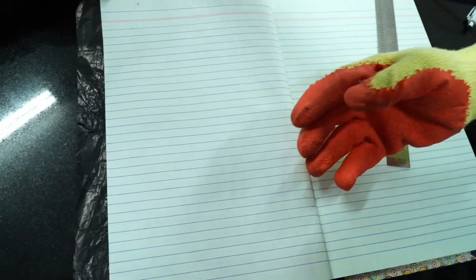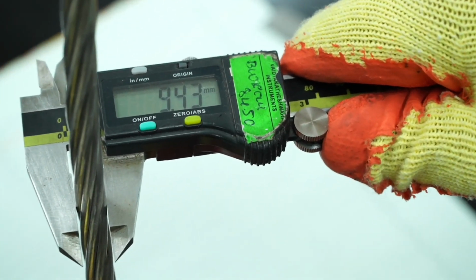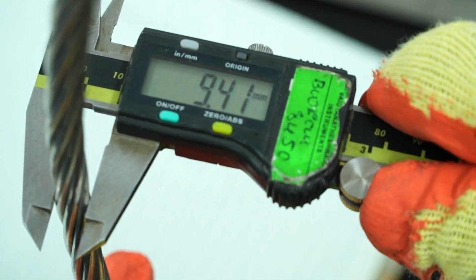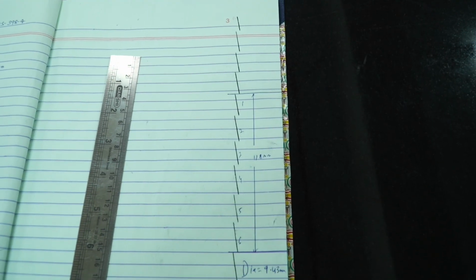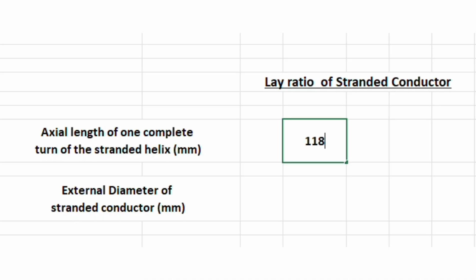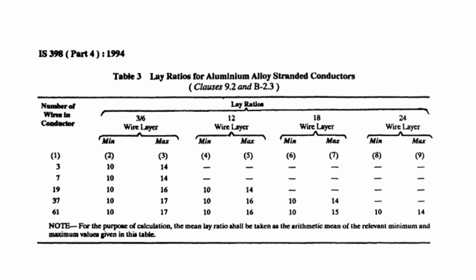Measure the axial length of one complete turn of the helix formed by individual wire of a stranded conductor. The diameter of a stranded conductor is the average of two readings taken at right angles to each other. The lay ratio is calculated using the formula: axial length of one complete turn of the stranded helix divided by external diameter of stranded conductor. The passing criteria is that lay ratio must be between 10 and 14 as specified in IS 398 Part 4.